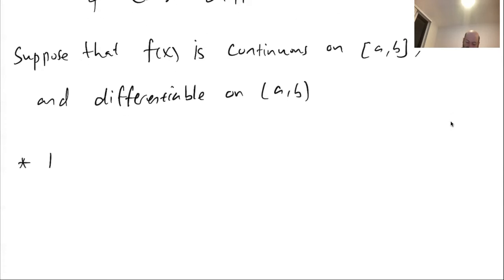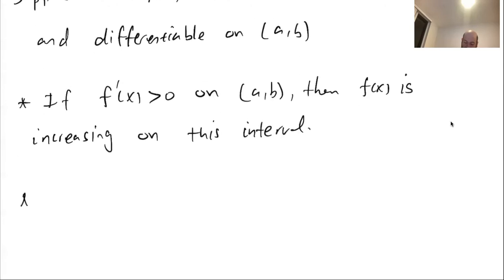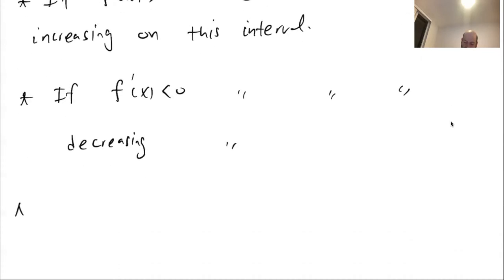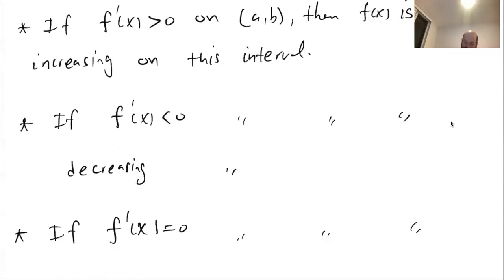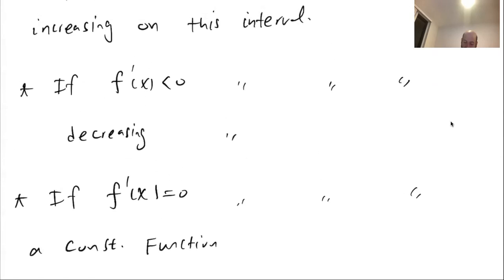Now, if f prime of x is positive on (a, b), then f of x is increasing on this interval. If f prime of x is negative on (a, b), then f of x is decreasing on this interval. And finally, if f prime of x equals 0 on this interval, then f of x is a constant function on this interval.